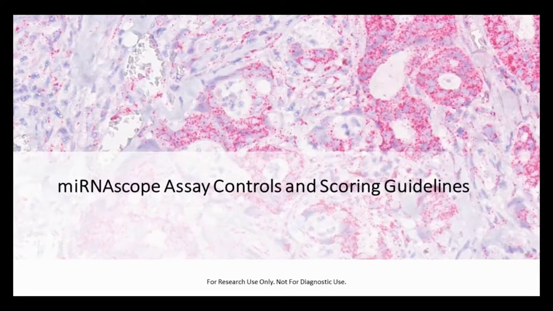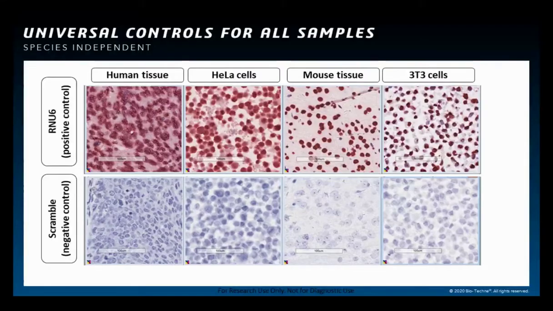In the next few slides, I'll talk about our recommended assay controls and scoring guidelines for the miRNAscope assay. The miRNAscope assay to detect smaller RNA will offer universal positive and negative control probes that will work for any species or samples. For the positive control, we recommend the small nuclear U6 probe, which is known to be expressed in most tissue samples. For example, the top row here shows strong nuclear U6 signal observed in a variety of tissues, including human and mouse tissues, and HeLa and 3T3 cell pellets.